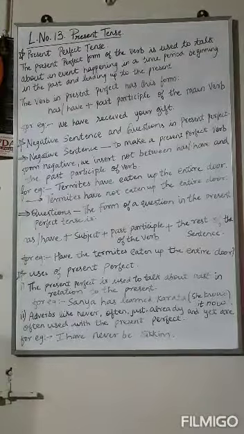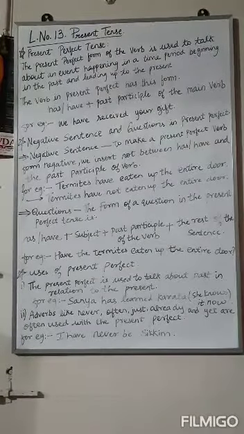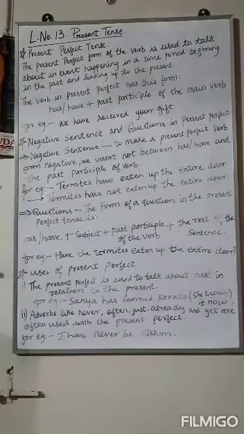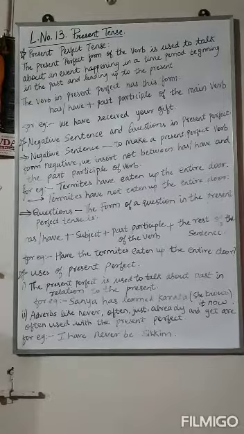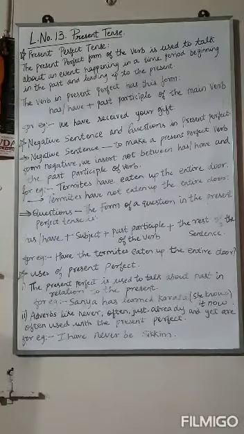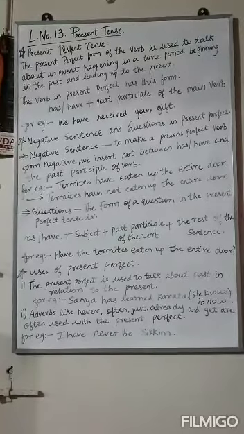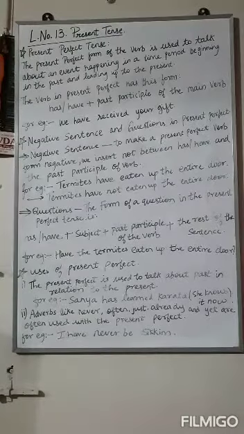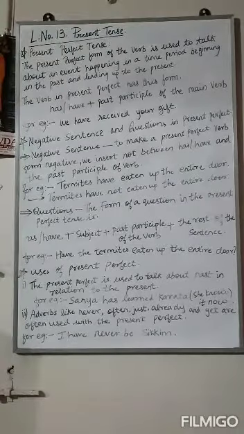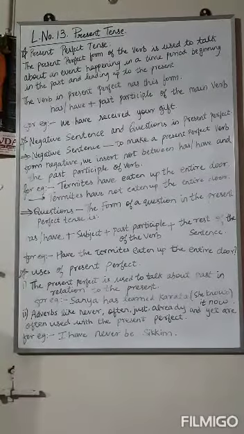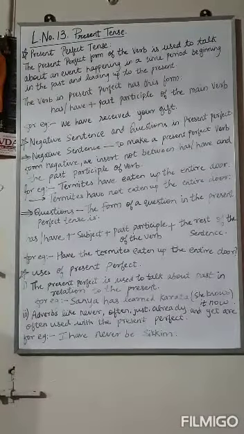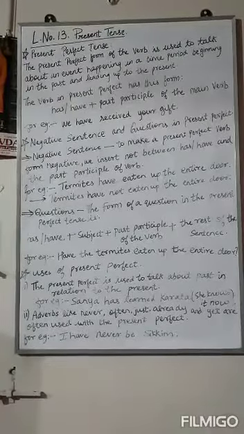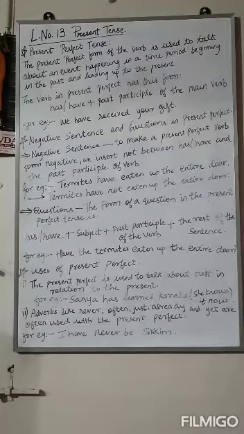Now how will you form this in a question form? The form of a question in the present perfect tense is has or have plus subject plus past participle of the verb plus rest of the sentence. For example, have the termites eaten up the entire door? Means has or have will come first. Subject is termites and the past participle of the verb is eaten and the rest of the sentence, that is the entire door. In this way you can make the present perfect in question form.